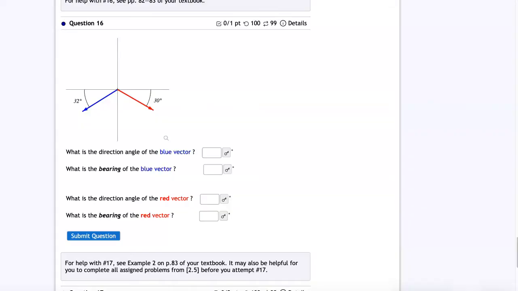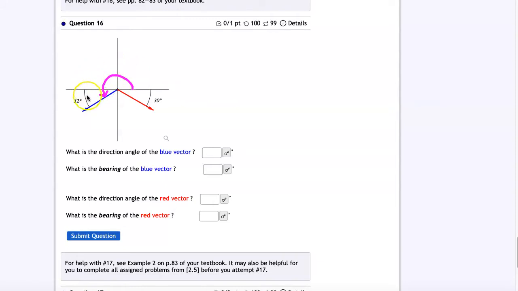Okay, so now I want to look at question number 16. This can be a little confusing from MyOpenMath. We have to differentiate between the direction angle and the bearing of two vectors. So let's look at the blue vector for instance. The direction angle is what we have been using so far. Suppose you were to start at the positive x-axis, and then from the positive x-axis, you draw your angle counterclockwise to the terminal side. That is your direction angle.